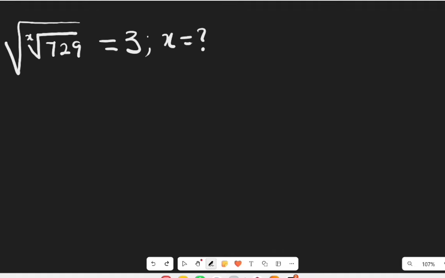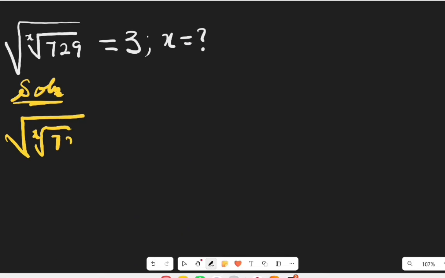Today I'm going to show you how to solve this nested root equation. We are going to explore different types of method to do it. First, we say solution. The x-th root of root 729 is equal to 3.